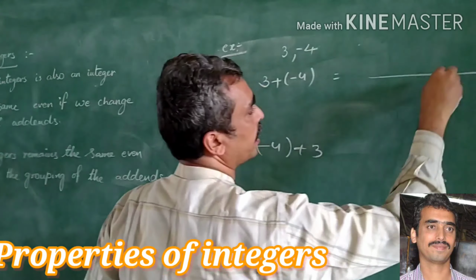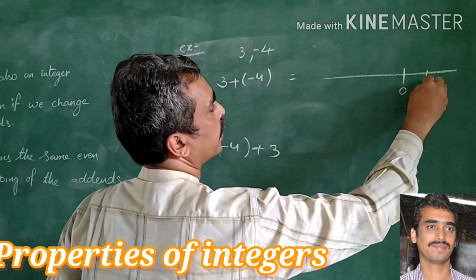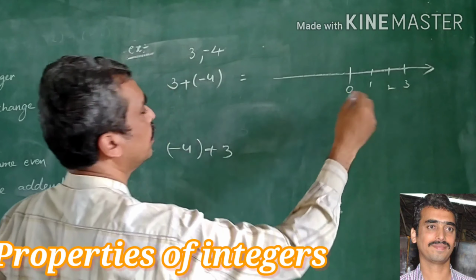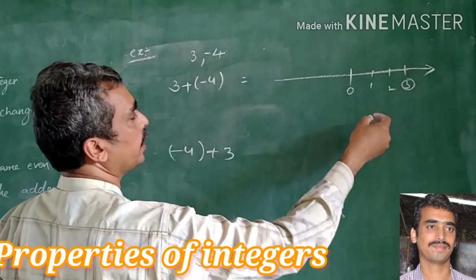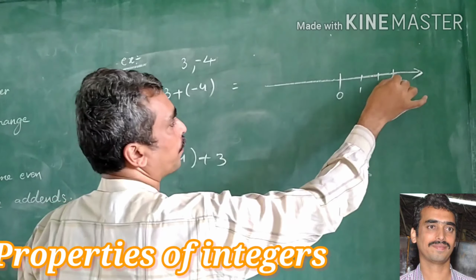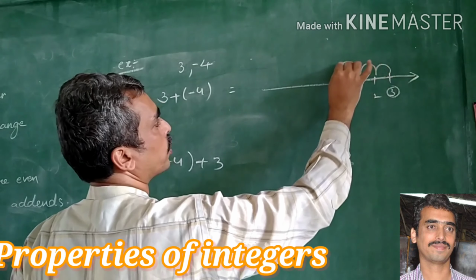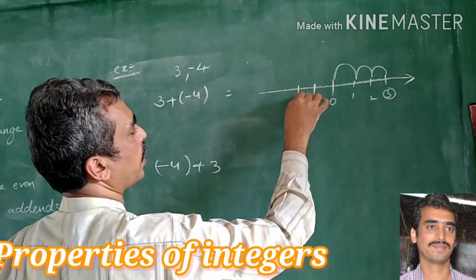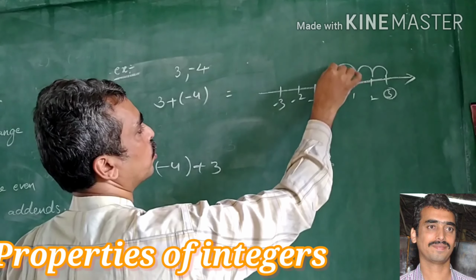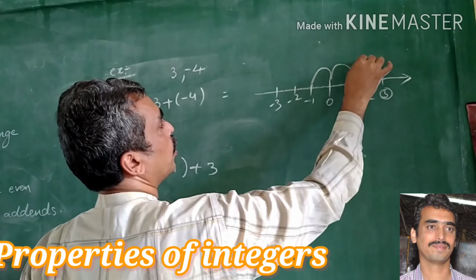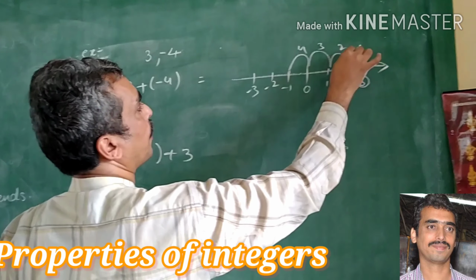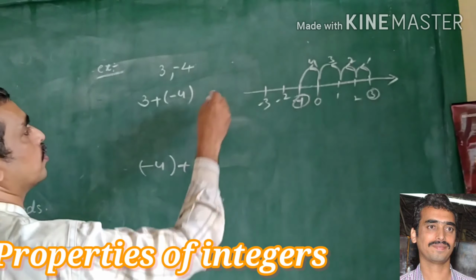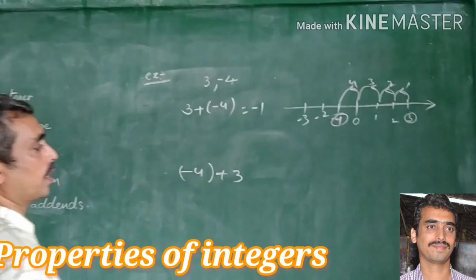You will draw a number line. You will take 0, 1, 2, 3. Just roughly I am showing you for your understanding. So you will start at 3. Minus 4: on the left side you move 4 steps. So 3 steps only, you came to reach 0. So minus 1, minus 2, minus 3 and so on. So 4 steps when you come to the left side, where did you reach? Minus 1. So the answer is minus 1.